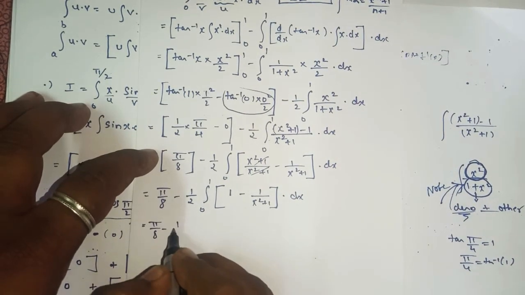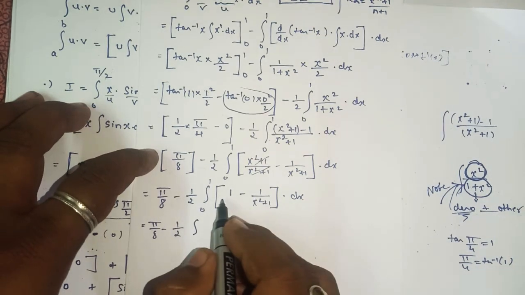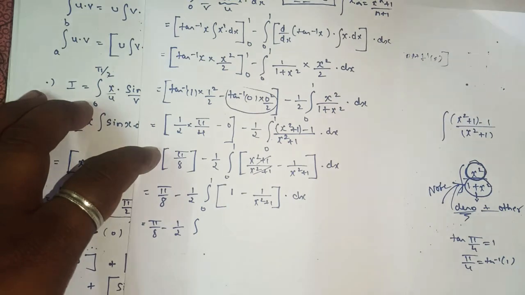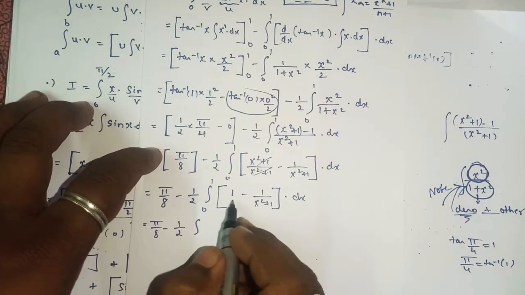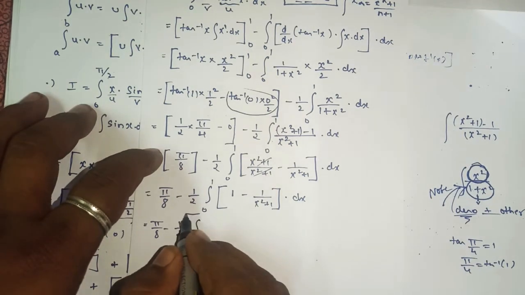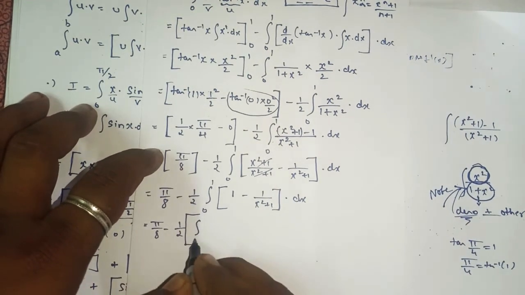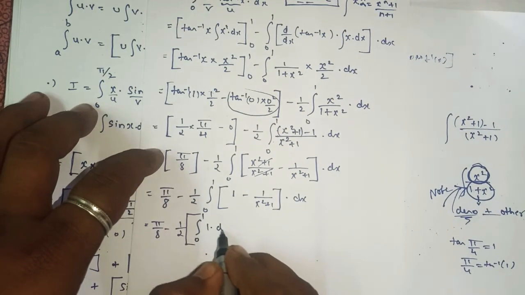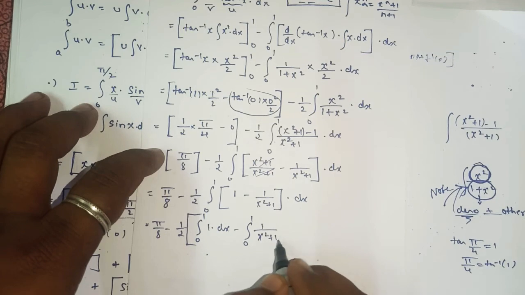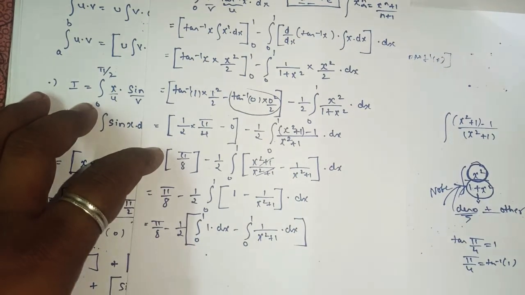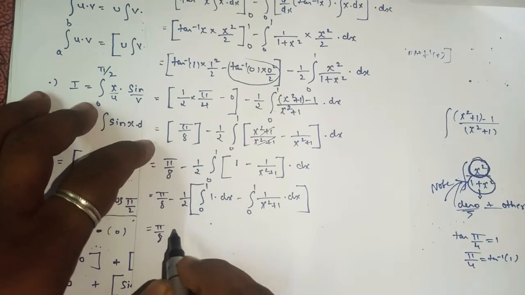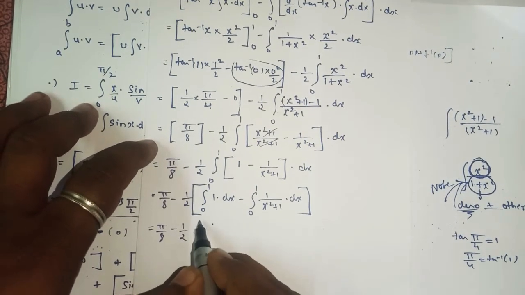As clearly we can see, here we have two terms, so we can subtract the integrals. And 1 upon 2 is constant for both the terms, so we'll write the remaining section inside the box. So here this will be integral 0 to 1, 1 into dx, minus integral 0 to 1, 1 upon x square plus 1 into dx, as 1 upon 2 is constant for both the sections, yes or no? So this will be pi by 8 minus 1 by 2.